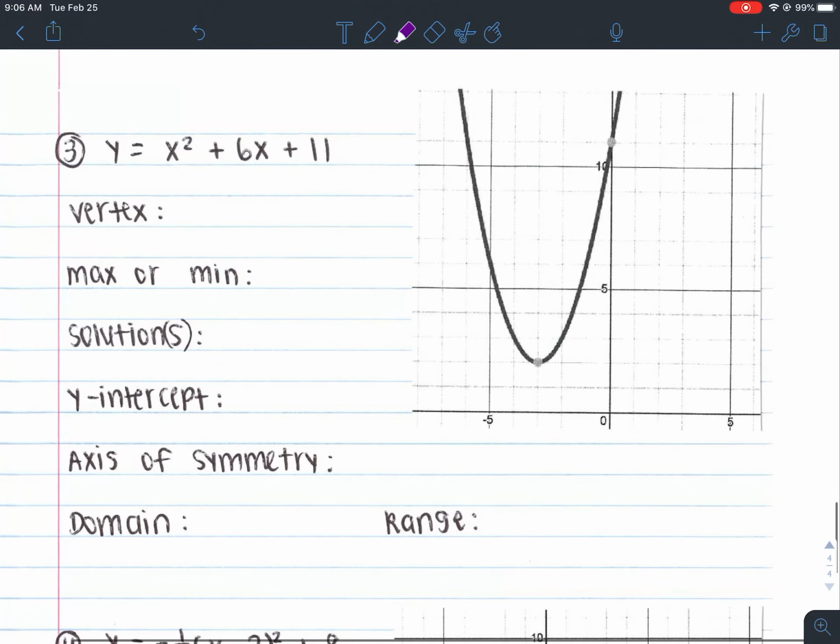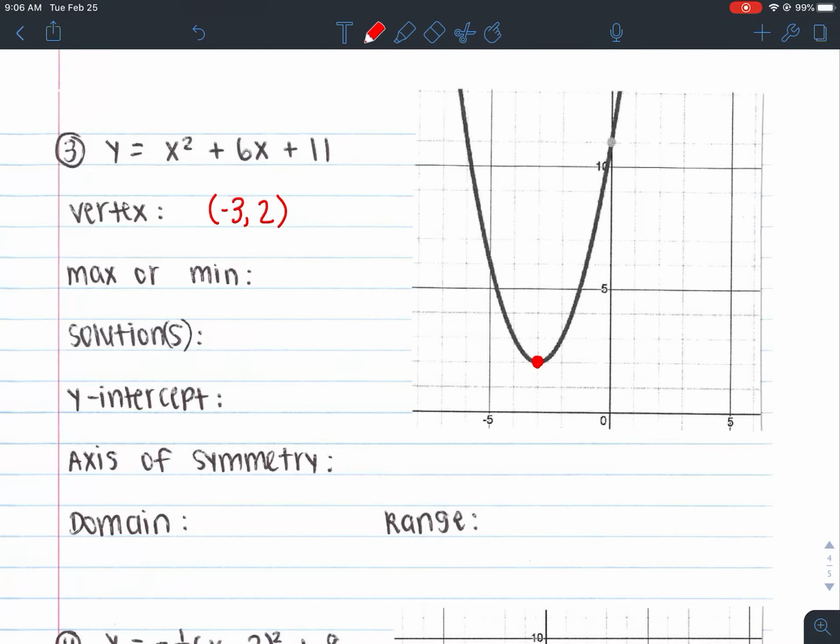Moving on to the third example. Again, we're given the equation. First thing we want to look for is the vertex. So here our vertex is going to be located right there, the lowest point there, our middle point. And that is the point, so you want to start, this is 0, 0 up here, so it would be -3, +2.